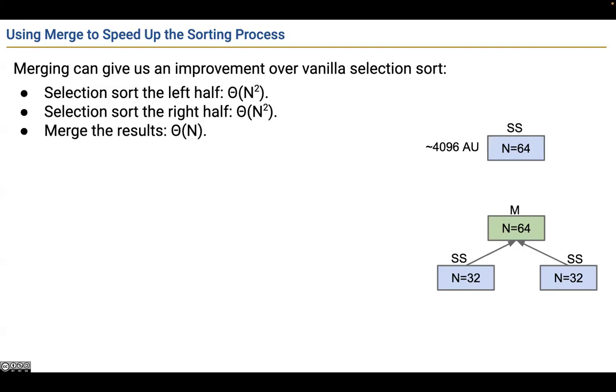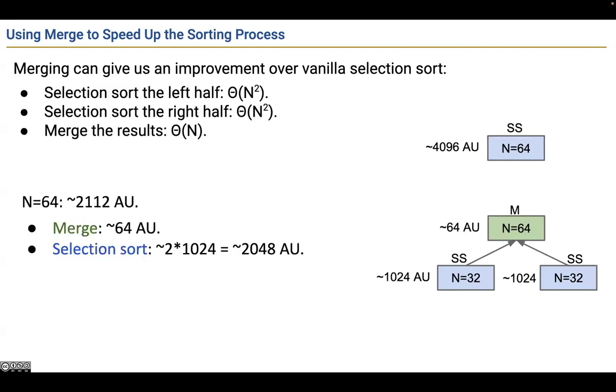So if I have 2 smaller sorted arrays, how do I get the big one? Well, we could just use the merging operation that we just saw. So I selection sort the left half, I selection sort the right half, and then using my new merging operation, I merge the 2 sorted arrays together into one large size 64 sorted array. So how long does this take?